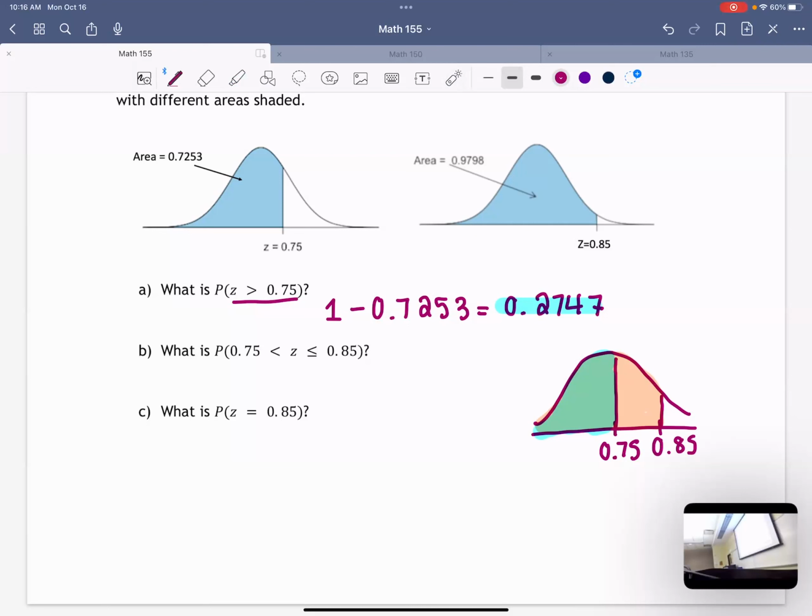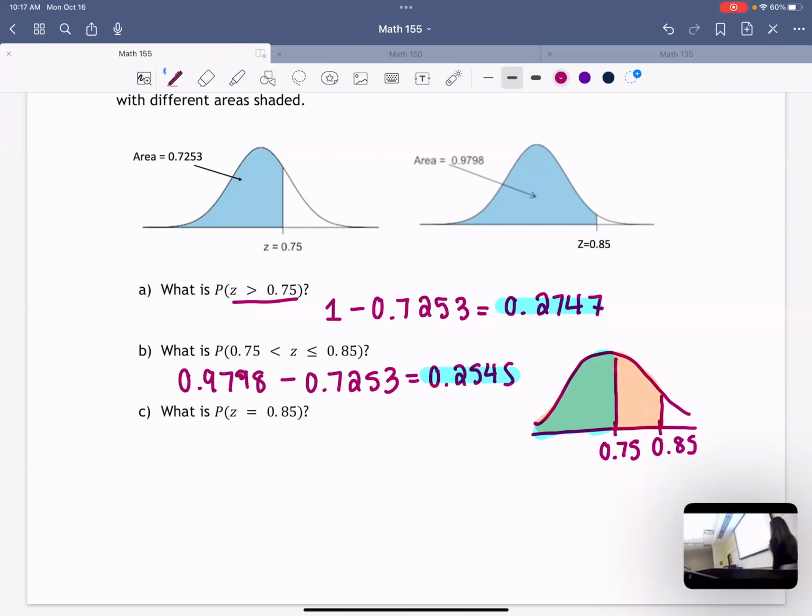You subtract 0.9798 minus 0.7253. Perfect. You subtract the big probability minus the small probability to get that middle probability. So we should get 0.2545 as our answer for number B.